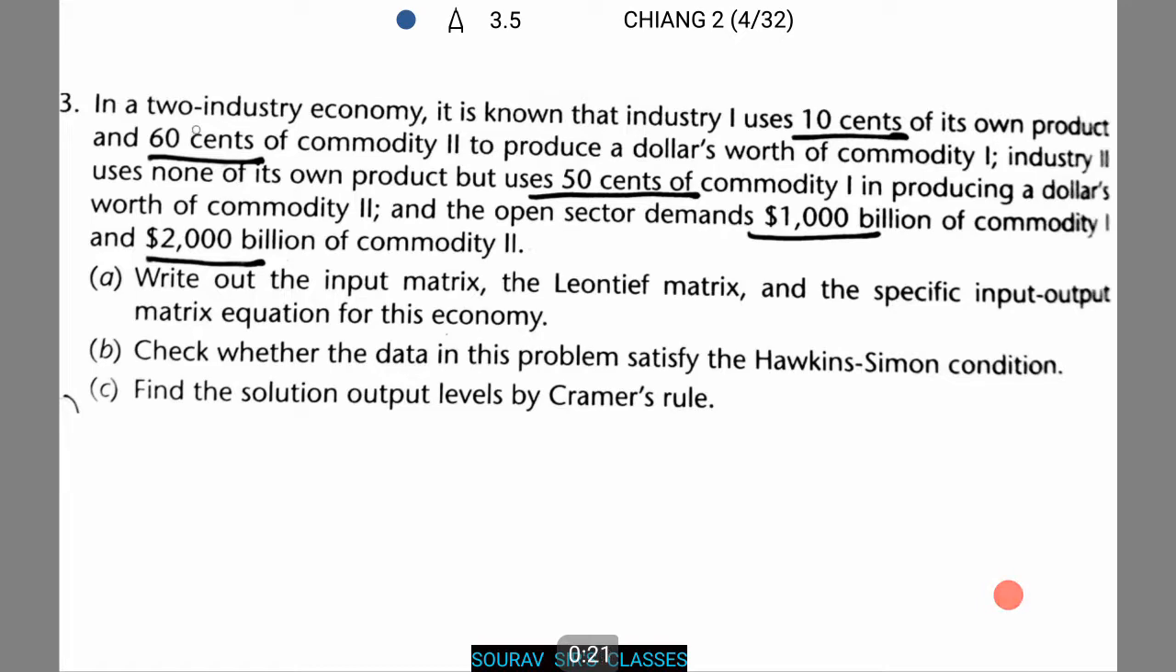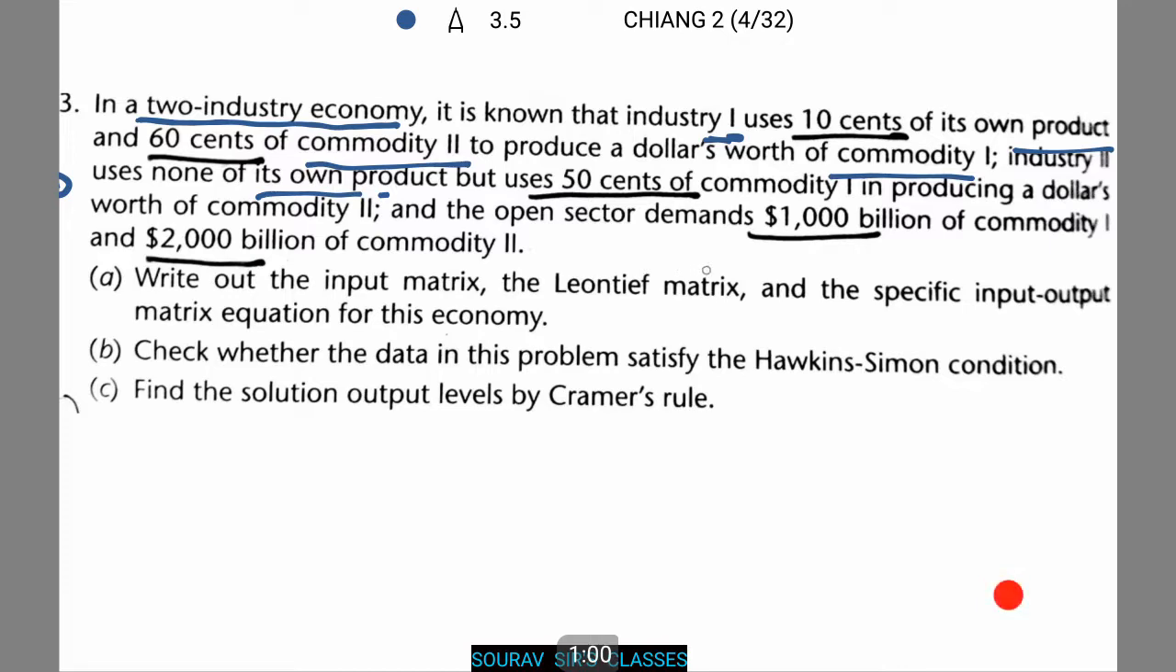Over here we are given a two-industry economy. Notice I have underlined certain values. We are given that industry 1 uses 10 cents of its own product and 60 cents of commodity 2 to produce a dollar's worth of commodity 1. Next, industry 2 uses none of its own product, that is its value is 0, and 50 cents of commodity 1 in producing the same amount of commodity 2.